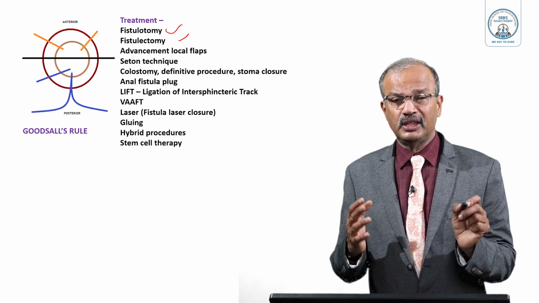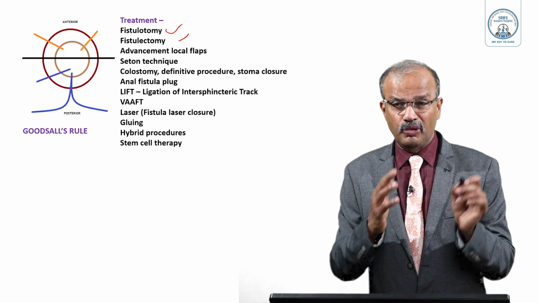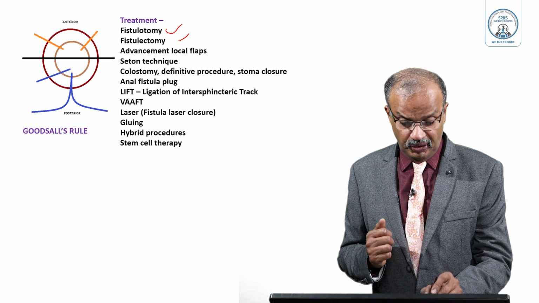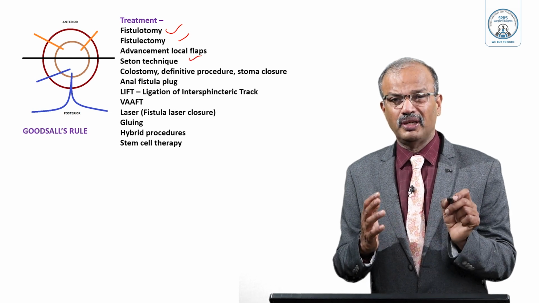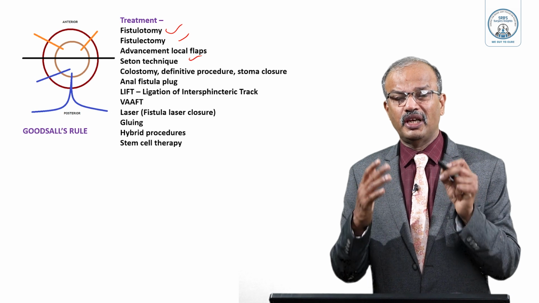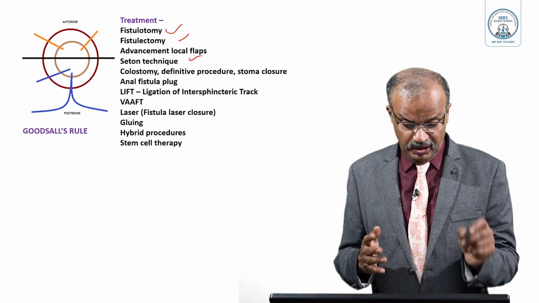Advanced local flaps can be done in recurrent and difficult fistulas. You can do a mucosal advancement flap, or an anal dermal advancement flap. The seton technique is still quite good and useful in many patients, especially fistula across the sphincter, or fistula going above the sphincter, where you cannot afford to get incontinence.